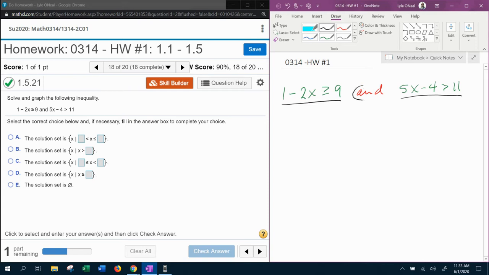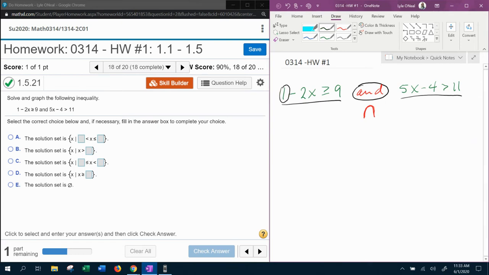And I wrote the word "and" in red for a reason. That's because that's important. And means intersection, okay? So when I solve each one of these inequalities, I'm going to have to find out what do they have in common. So let's get started.